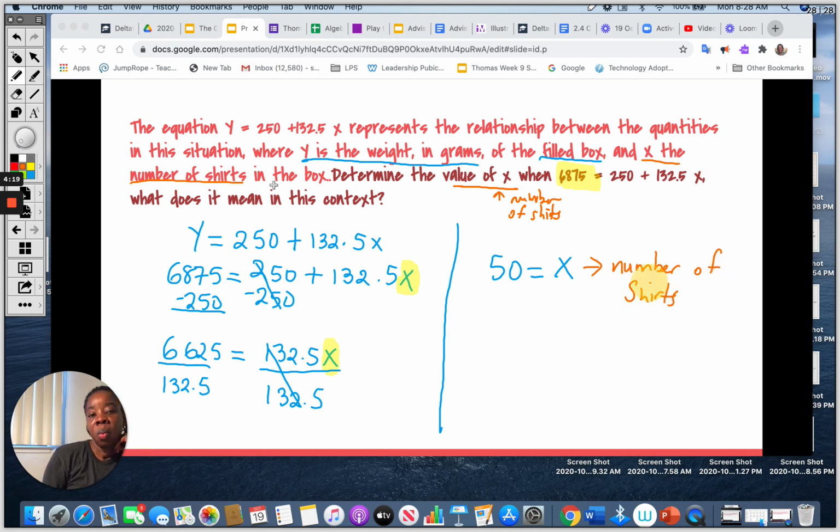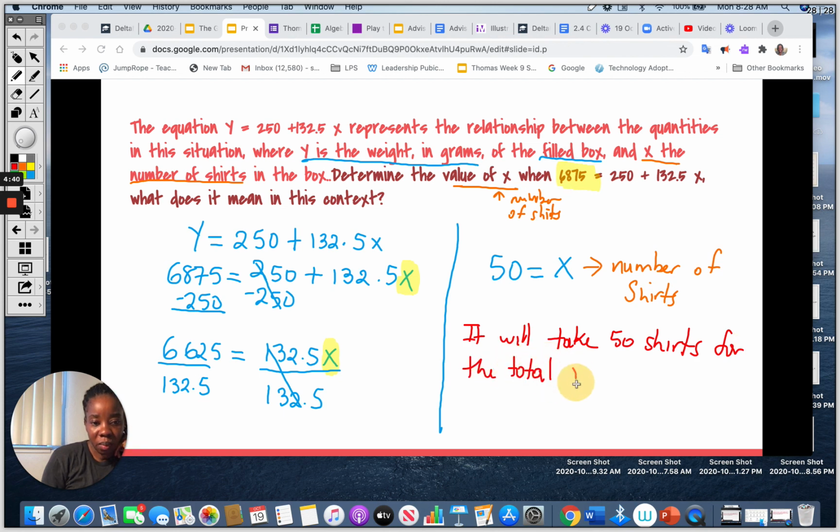And so what our answer means in this context is that it will take 50 shirts for the total weight of the box to be 6,875 grams. That's all that means.